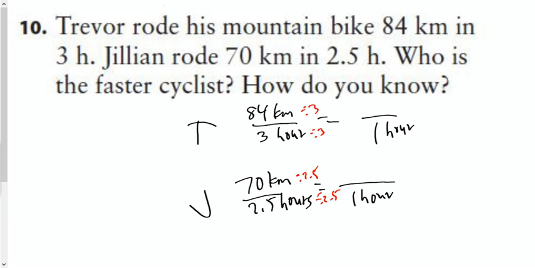How many 3s in 30? 10. How many 3s in 60? 20. How many left over to get to 84? There are 24. How many 3s in 24? 8. So my answer here is going to be 28. How many 2.5s are there in 10? 4. How many 2.5s are there in 70? 7 times 4, which is 28. So therefore, Trevor and Jillian have approximately, depending on how accurate the time and the speed is, the same cycling speed. They are the same fastestness.